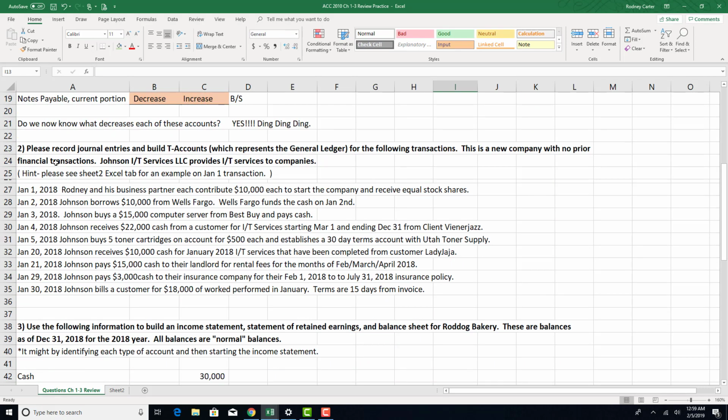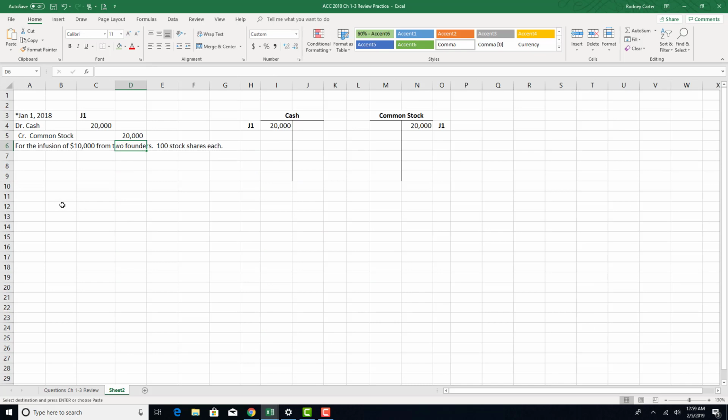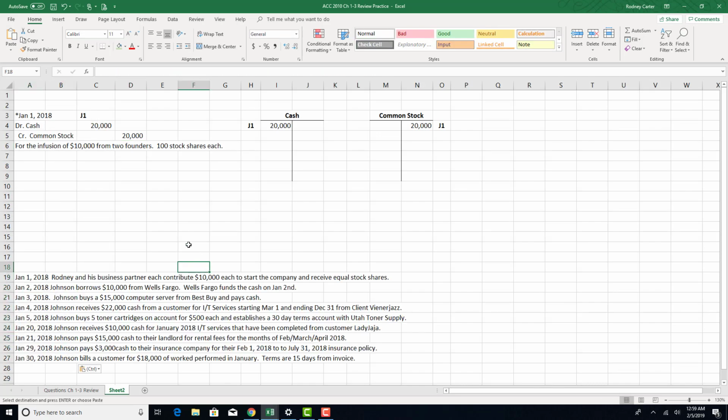Okay. Let's go on to these journal entries. This is going to take a little bit of time here, but that's okay. What I'm going to do is copy these over to our sheet 2. I've already started these. How do I want to do this? I'm going to paste those right there and do my best to make this as orderly as possible.